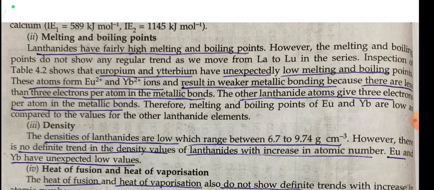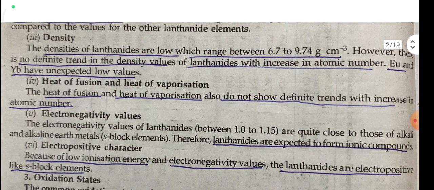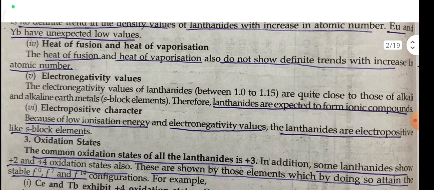Density. The densities of the lanthanides are low, ranging between 6.7 to 9.74 gram per centimeter cube. However, there is no definite trend in the density value of lanthanides with increase in the atomic number. Europium and ytterbium have unexpectedly low values. Heat of fusion and heat of vaporization. The heat of fusion and vaporization also do not show definite trends with increase in the atomic number.